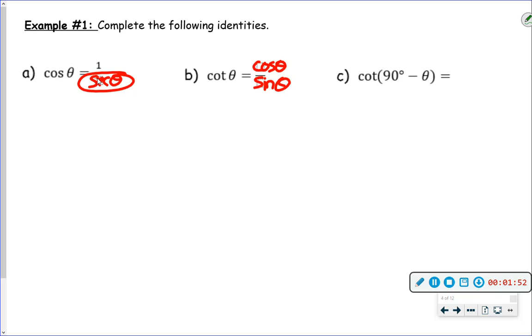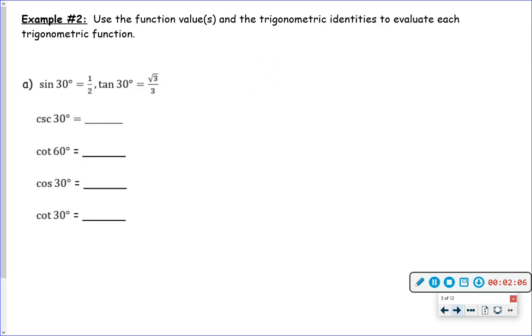Cotangent of 90 minus theta, that is under your co-function identities. The co-function of cotangent is tan. So literally just filling them in right off the identity sheet. Hopefully maybe you knew those first two though. Okay, use the function values and trigonometric identities to evaluate.